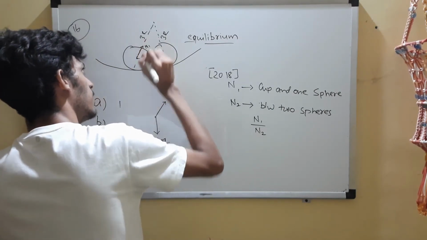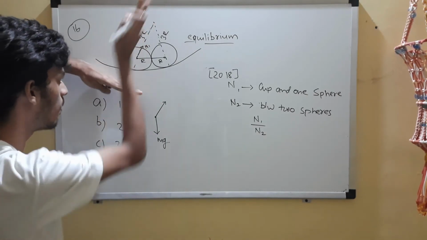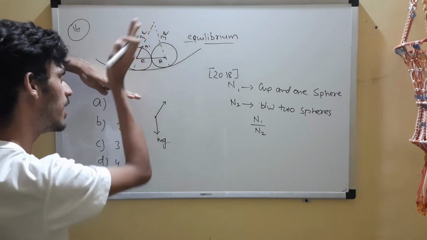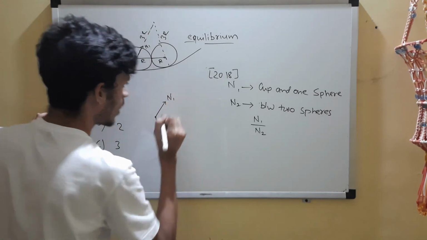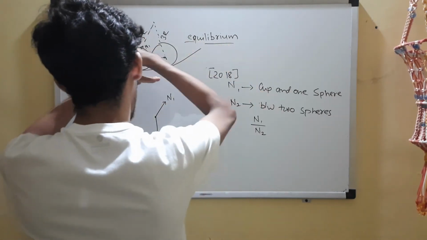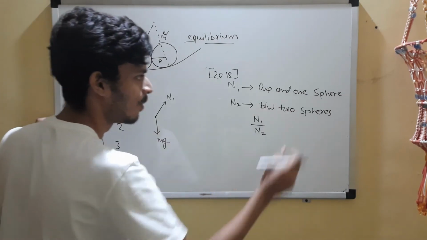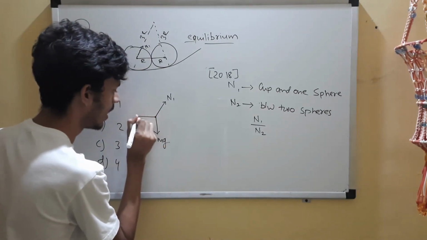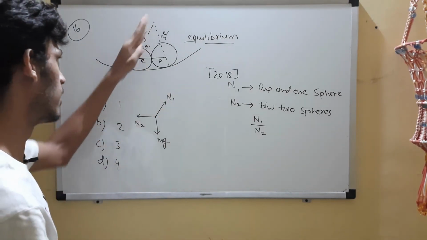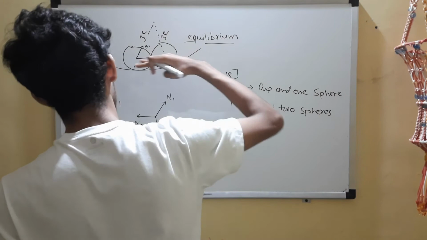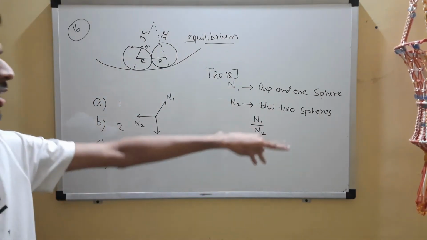Here you'll have n1 due to this surface, due to the cup. Due to the cup, you'll have a normal reaction perpendicular to the surface, n1. Now due to this sphere also, you'll have some normal reaction, right? And that will be nothing but the normal reaction between two spheres, that will be n2. This is due to the cup, so this is n1, and that will be due to the sphere. This sphere on the other sphere, that will be n2. Between two spheres is n2.